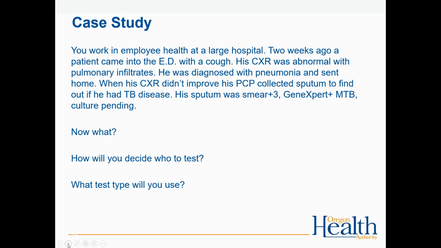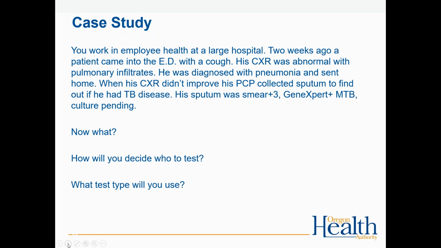All right, let's see. Okay, so you work in employee health at a large hospital. 2 weeks ago, a patient came into the ED with a cough. His chest x-ray was abnormal with pulmonary infiltrates. He was diagnosed with pneumonia and sent home. This is kind of typical. When his chest x-ray didn't improve, his PCP collected sputum to find out if he had TB disease. At that time, his sputum was smear plus 3, GeneXpert positive for TB, and his cultures are pending.